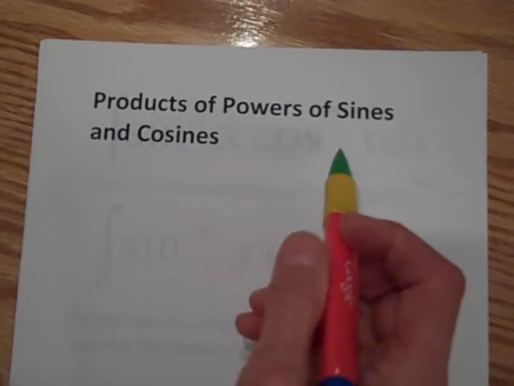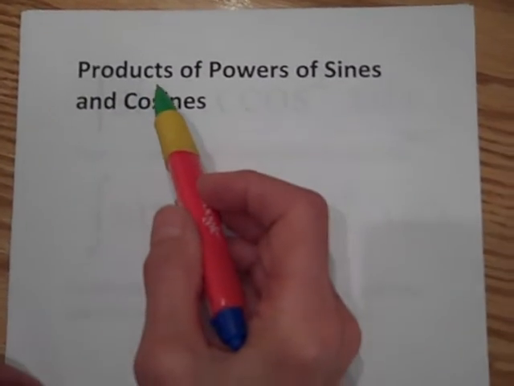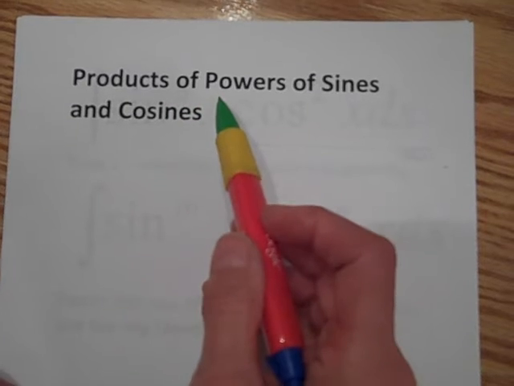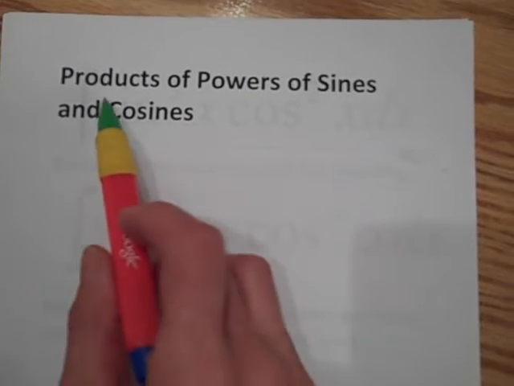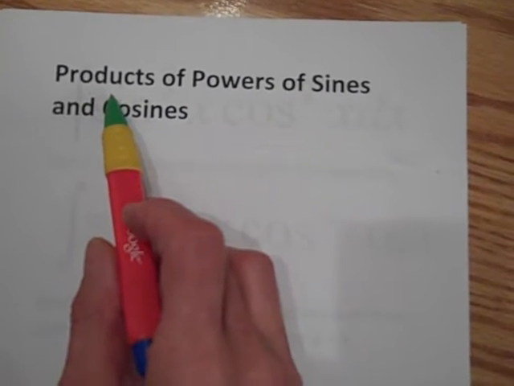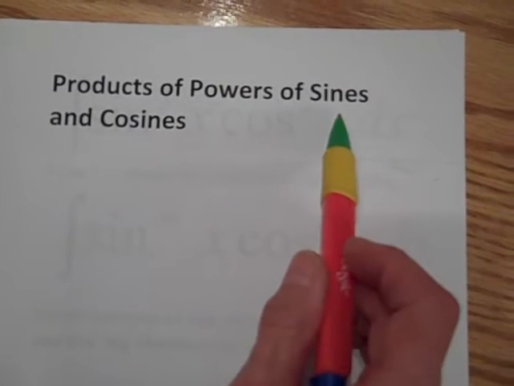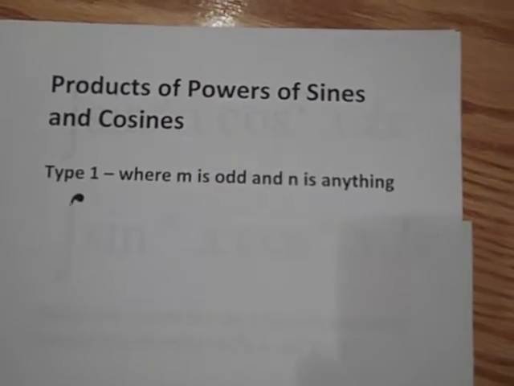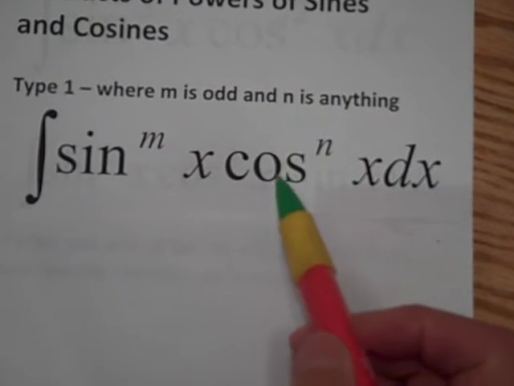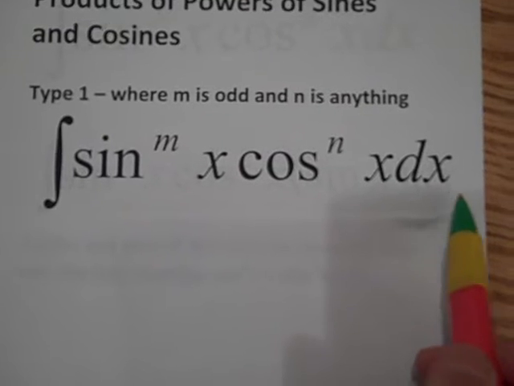Hi, welcome back. In this section, we're going to look at part of section 8.2 in our text. The very first part of that section deals with the products of powers of sines and cosines. Here's one example. You might have something like sine to the mth x, cosine to the nth x dx. And in this part of the section, there are going to be three different types of problems.